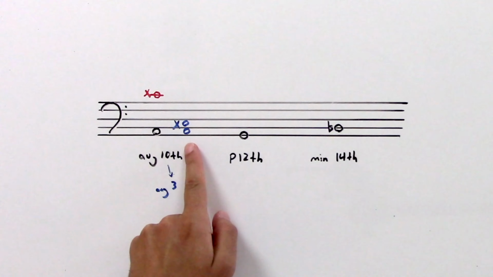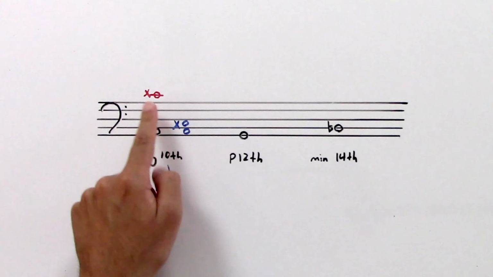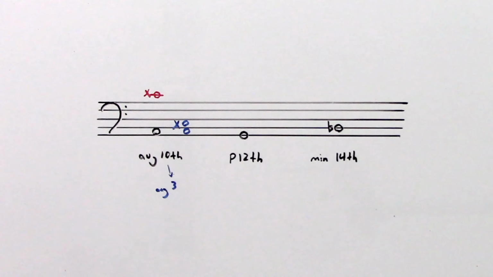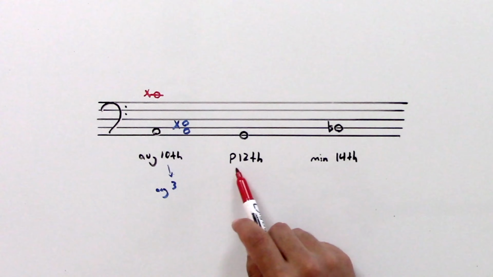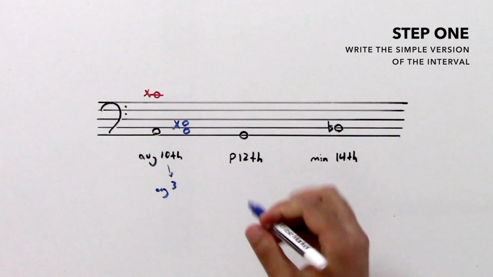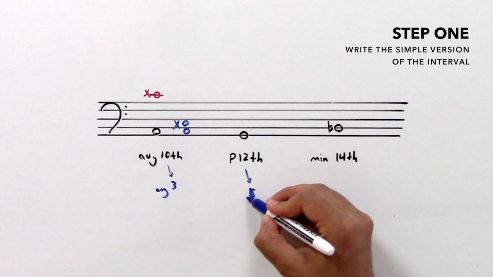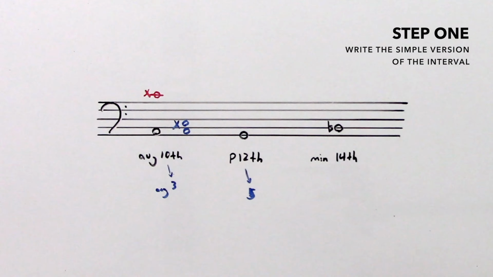So I made the simple version of the interval first, and then blew it up and created the compound interval after. Let's do the same thing over here. Instead of writing a perfect 12th and trying to figure out what that is, we know that a 12th is the same as a fifth. You have to have that memorized.